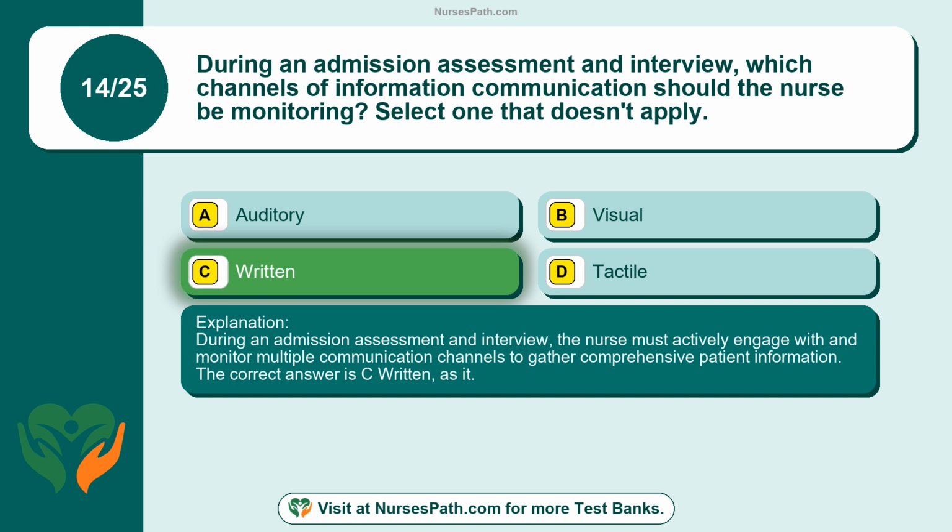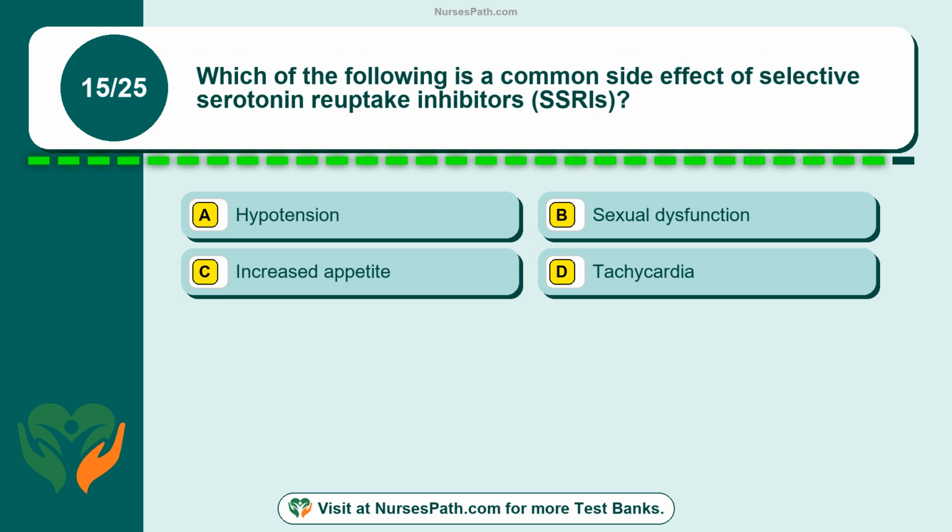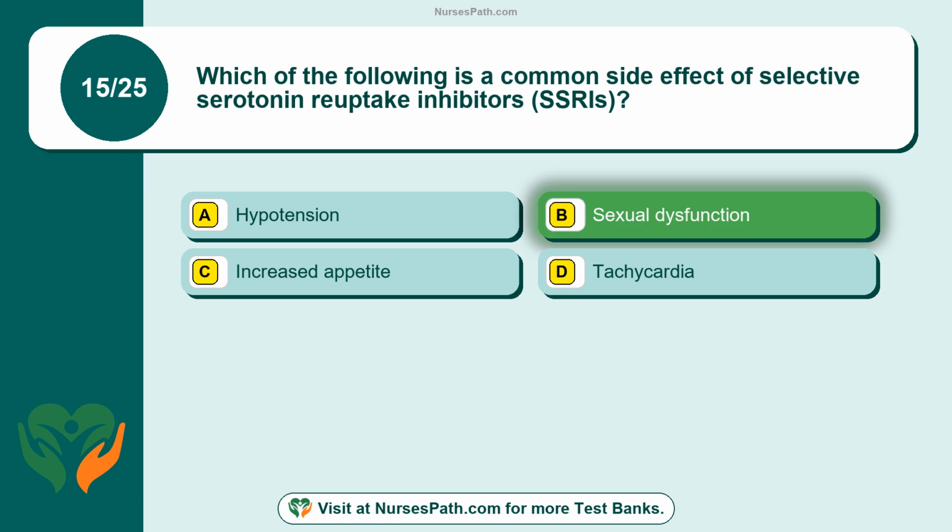The correct answer is C. Written, as it. Question 15. Which of the following is a common side effect of selective serotonin reuptake inhibitors, SSRIs? Option A. Hypotension. Option B. Sexual dysfunction. Option C. Increased appetite. Option D. Tachycardia. The correct answer is option B.